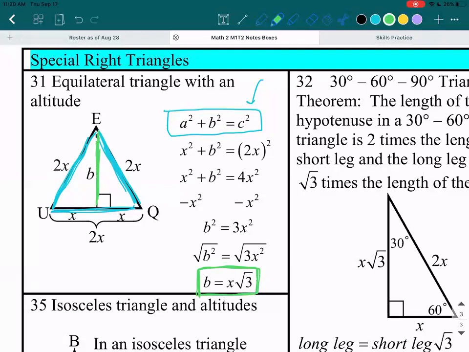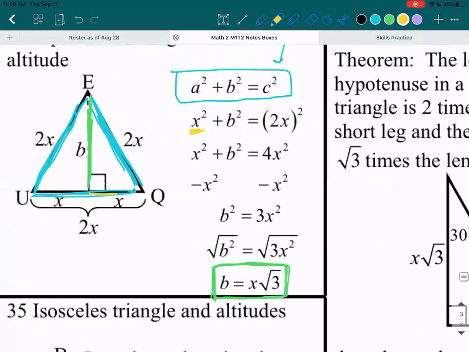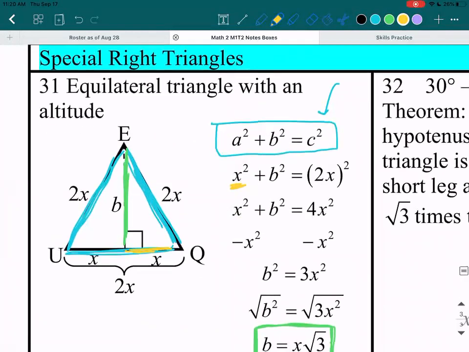If x squared, let me use a different color. This x squared is this yellow side right here. I did not mean to zoom out. That was a mistake. Okay. This yellow side is x, so it's x squared, plus the green side is the b, so b squared, equals the 2x squared, which is the hypotenuse in this little zoomed in right triangle. Okay, so we're only talking about that part, this little triangle.